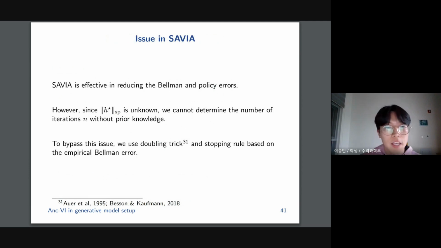However, there is an issue in SAVIA. As we showed in the previous slide, SAVIA effectively reduces the Bellman and policy error. However, I showed that if we set n to the span seminorm of h star over epsilon, then we get the 12 epsilon optimal policy. That means we need information about the span seminorm of h star to determine the number of iterations. This is not good news, and we want to avoid this issue. Using a doubling trick and a stopping rule based on the empirical Bellman error, we can overcome it.